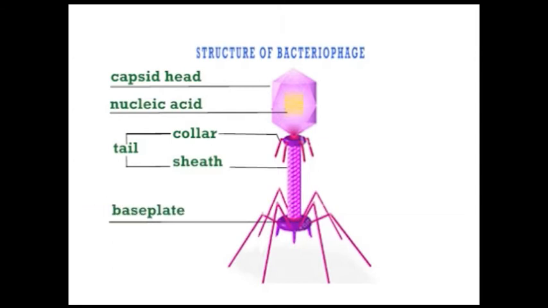In the case of T4 phage, the tail is surrounded by a contractile sheath, and a base plate-like structure is present at the end of the tail, from which the tail fibers are attached. The tail fibers help in attachment of the phage to the bacteria, while the contractile sheath helps in contraction during infection. Some phages do not contain these tail fibers at the end.